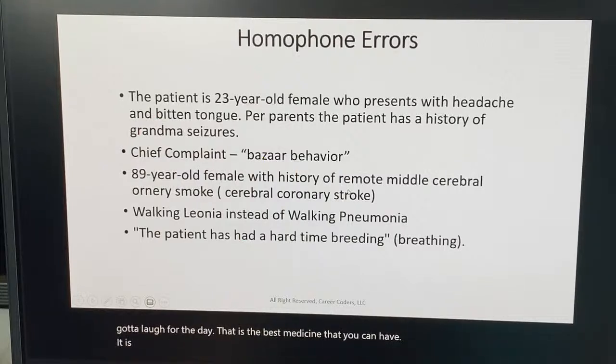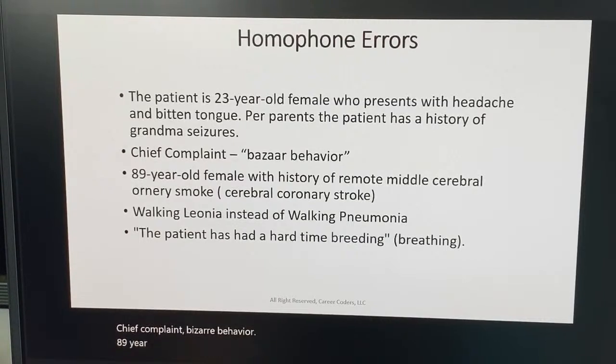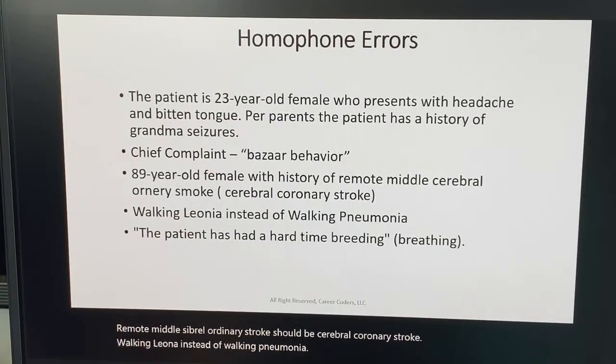Okay, remember we talked about homophones? When they say something and it comes out differently? These are some real examples of homophones. Patient is a 23-year-old female who presents with a headache and bitten tongue. Her parents, the patient has a history of grand mal seizures. A 9-year-old female with a history of remote middle cerebral coronary stroke, should be cerebral coronary stroke. Walking Leona instead of walking pneumonia. And the patient had a hard time breathing, should say breathing. So we see all kinds of things like that.